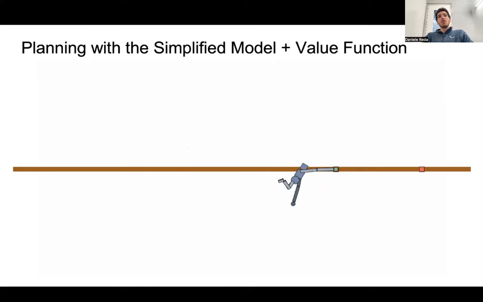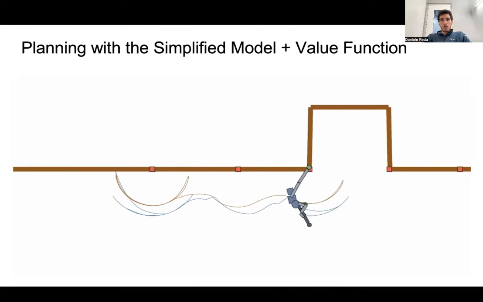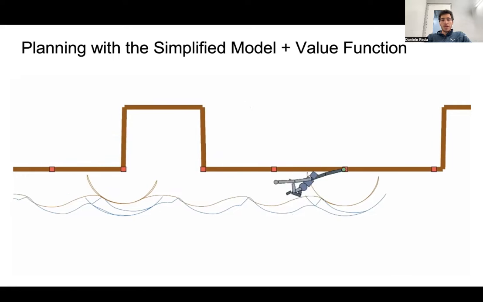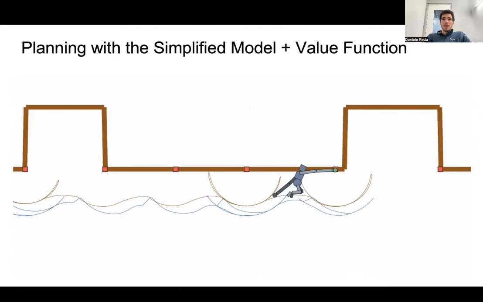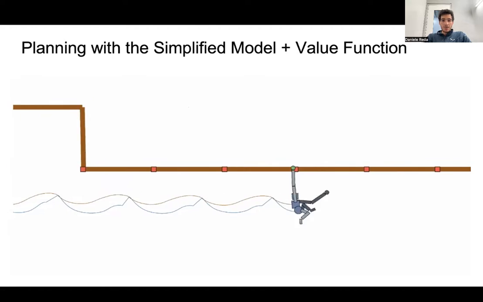Because we have access to both the simplified model and the full model, we can use them in pair for planning purposes. In this task, the brown dense line represents the terrain where the character can grab anywhere. After every handhold, we can use the simplified model and the value function of the full model to expand the anticipation horizon by planning for multiple time steps into the future. This allows to grab the terrain in optimal positions to avoid gaps and navigate the terrain.